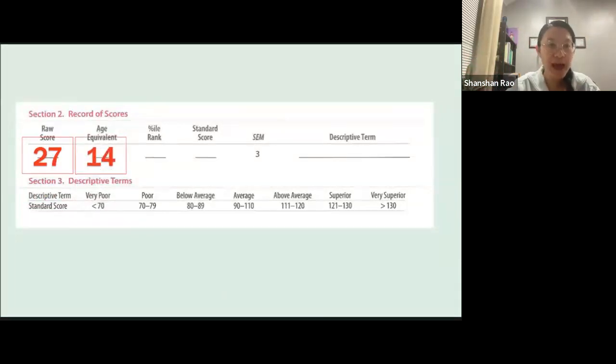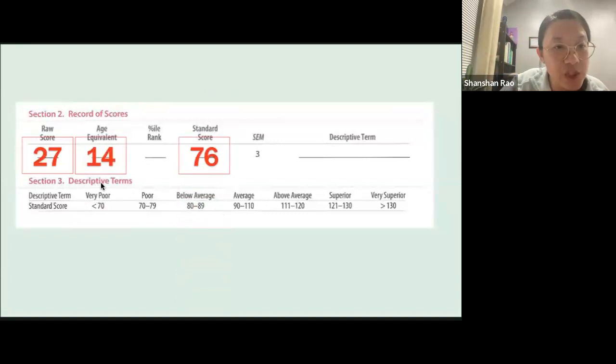If you go back, his age equivalent is 14 months. Well, I mean, you're not going to calculate. You're going to find that in your scoring manual. They're going to show you, and everything is correlated. So the standard score is 76. And then we're going to move on to section 3.